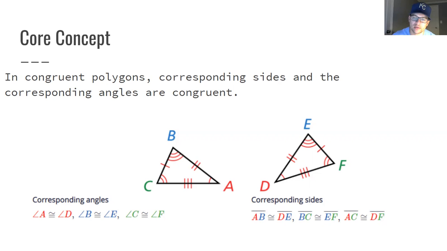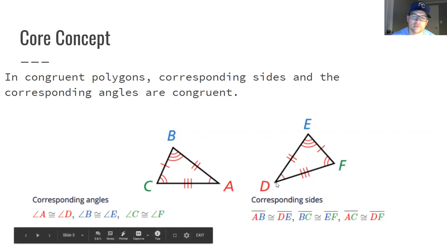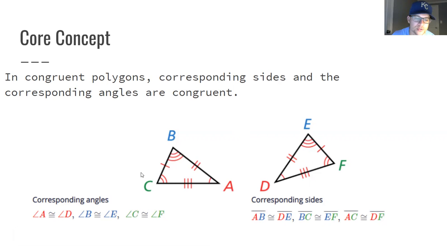So angle A and angle D both have one arc measure on them. Those two angles are corresponding to each other, and that means that they're congruent since the whole polygons are congruent to each other. Same thing with angle B and angle E. They both have three markings. So those two are congruent. C and F have two markings, so those two corresponding angles are congruent.